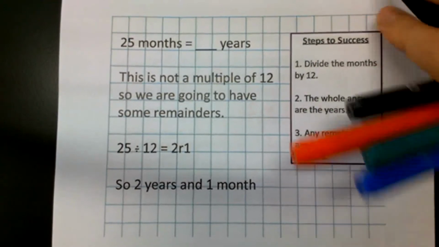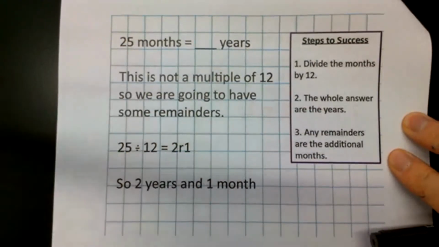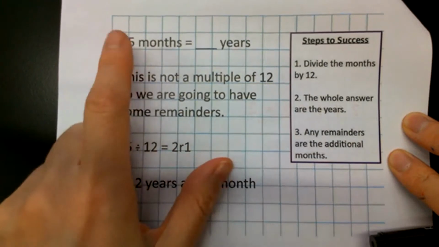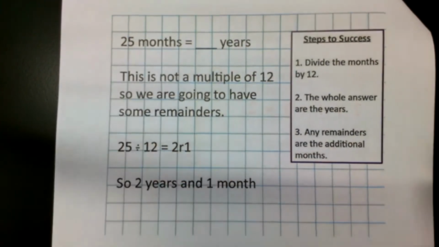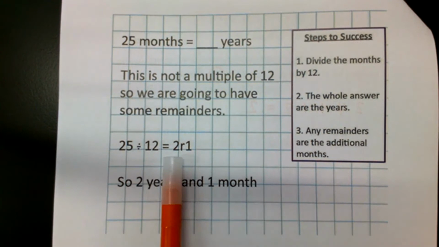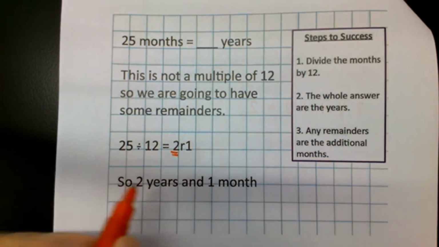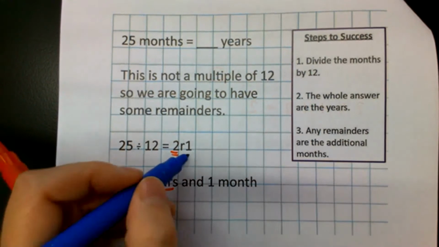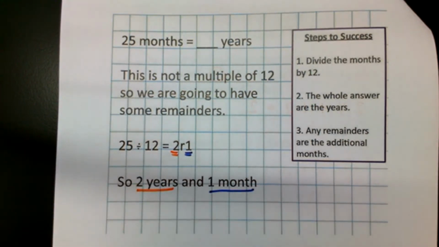Now, again, we want to convert 25 months into years, but 25 isn't a multiple of 12. It's not in the 12 times tables. So we've done this with weeks, but this time we're just using a different number. We've got to divide the number of months by 12 this time, and our remainder will be the months left. So 25 divided by 12 equals 2, remainder 1. The whole number is our years, and our remainder is the months. Let's take a look at this one.